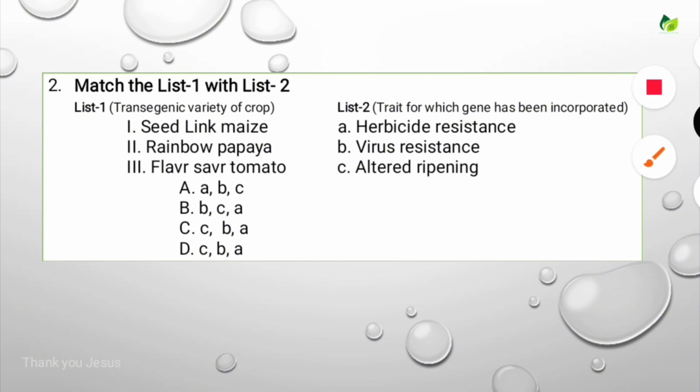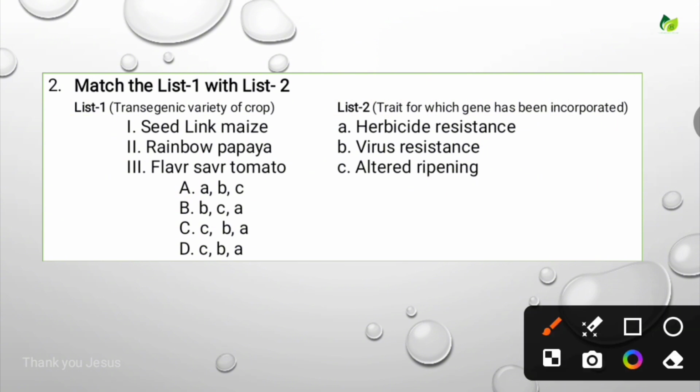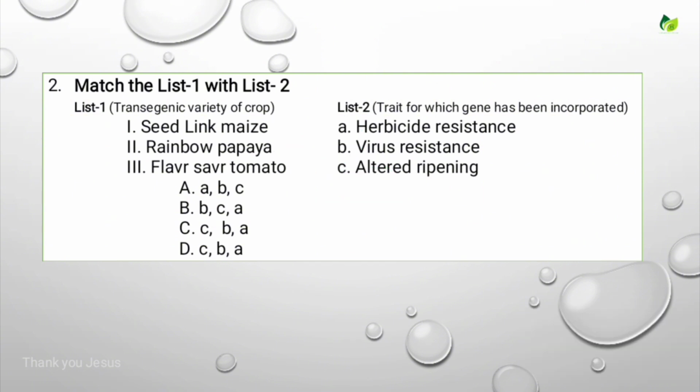So I'm going to match list 1 with list 2. Seedling maize is a herbicide resistant maize variety. Rainbow papaya is a virus resistant papaya variety. Flavr Savr tomato is produced to alter the ripening period. Okay, so that's why the first option is the correct answer. Let's see the next question.